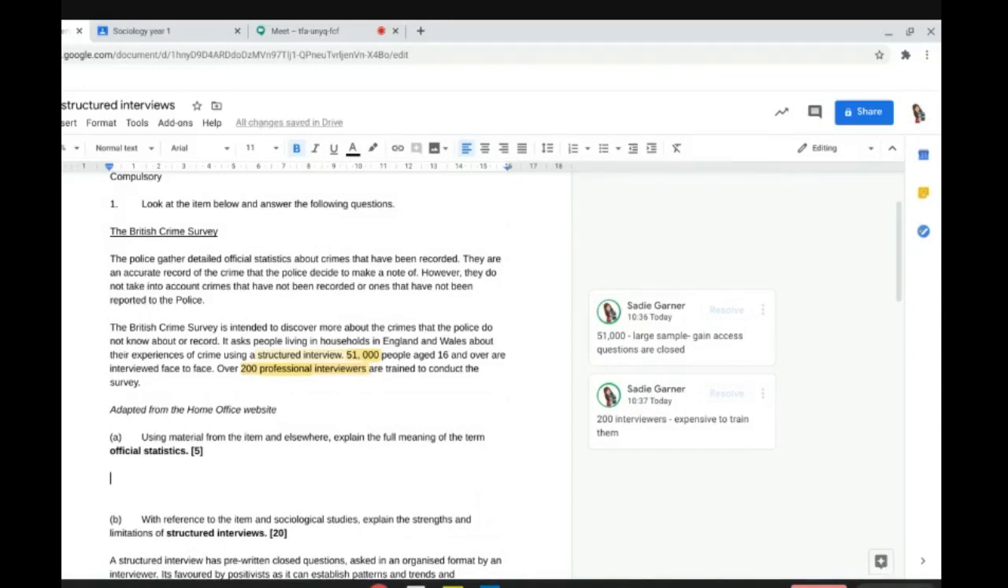So with official statistics, in the 5 marker, to remind you, you start with a definition. Always, what is that term? And remember, your methods specification has a list of every term they can ask you. Okay, I'll just talk through it and I'll try and go slowly, folks.